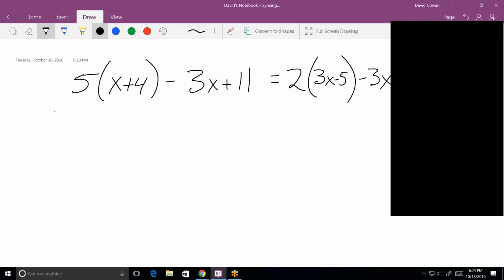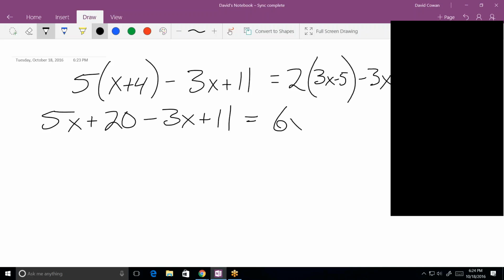So it'll be 5x plus 20 minus 3x plus 11. Okay. And then on the right side, 6x minus 10 minus 3x.